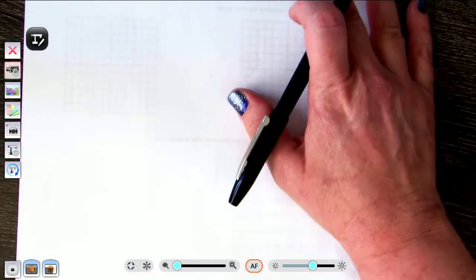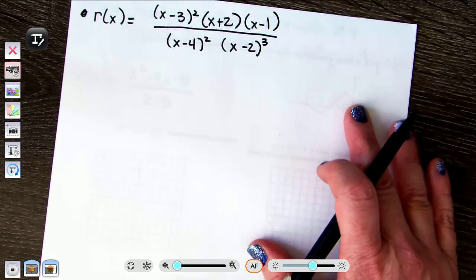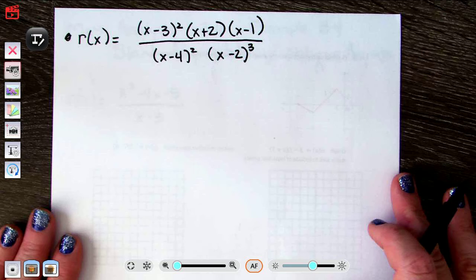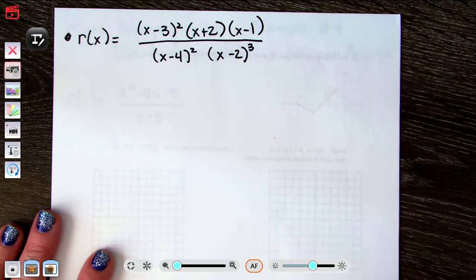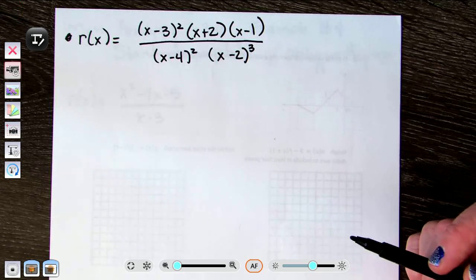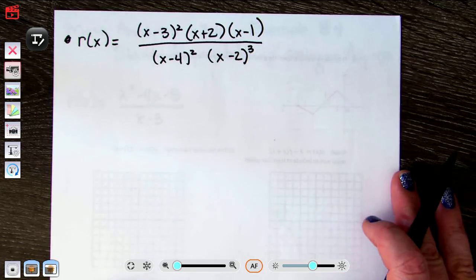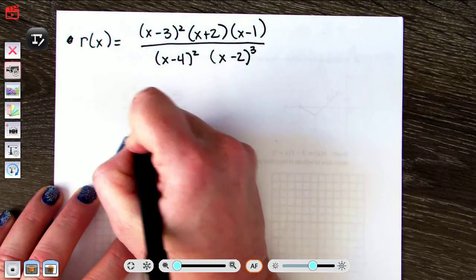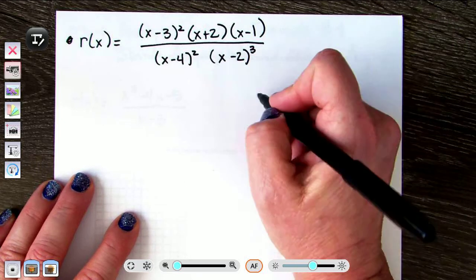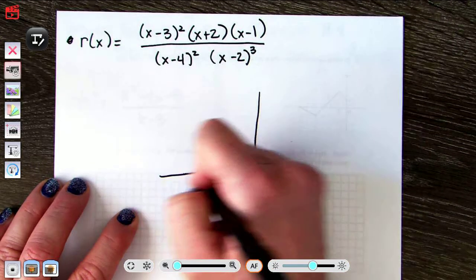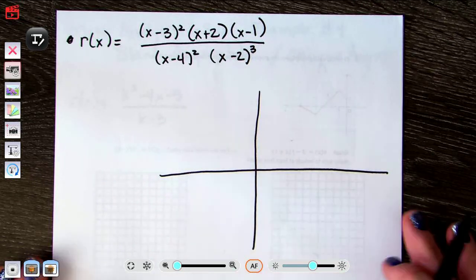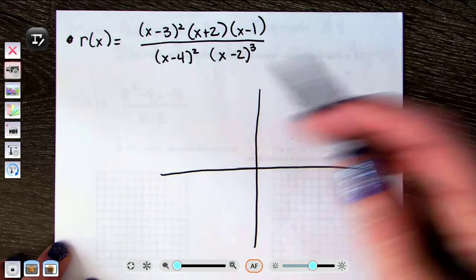All right, so I've got another one. We're going to go back to some of those more difficult pieces. Here's my function, a polynomial over a polynomial. I've already factored it for us so that we can talk more about that multiplicity idea. It's already factored, so step 1 is done. We're going to be drawing our graph here, so I'll be doing lots of chicken scratching around here. Hopefully my chicken scratching all makes sense.